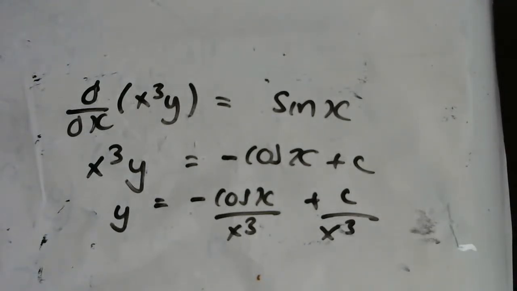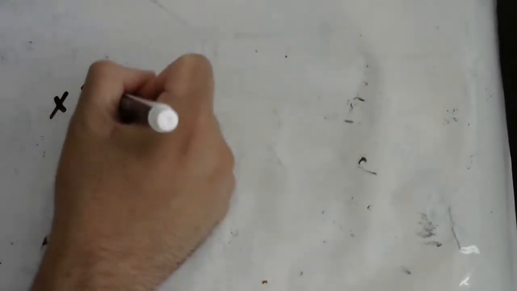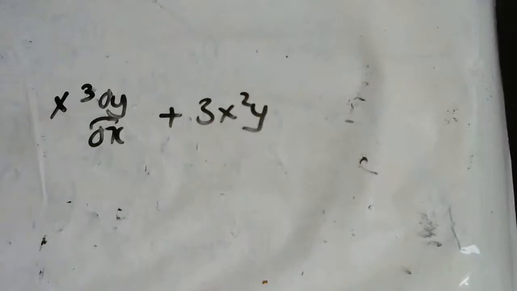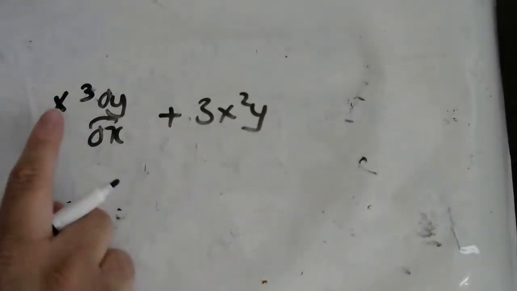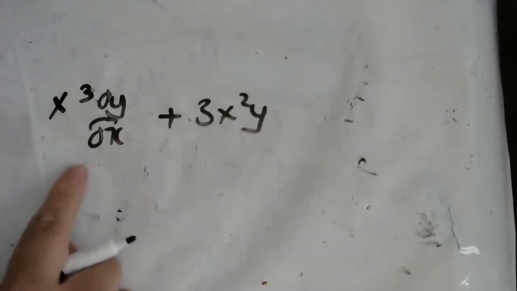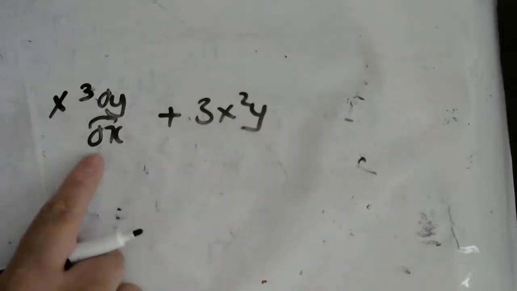Did you just guess x cubed y? No. If you look at the original question, I'm going to rub this out. Look at the original question. The original question said x cubed y dy dx plus 3x squared y on the left-hand side. And that looks like your product rule thing, yeah? You've got an x cubed and a 3x squared, so clearly this would be u and that would be u dashed. And you've got a y and a dy dx, that's a v and a v dashed, yeah?